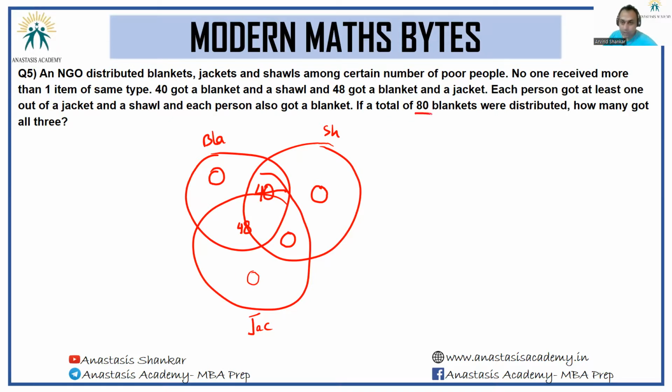If a total of 80 blankets were distributed, when we are saying 80 blankets were distributed, we are effectively saying there are 80 people only, because everybody got a blanket. How many got all 3? So if this region was X, can you see this region here will be 40 minus X. This one here will be 48 minus X. When you add these 3 up, you get 88 minus X is equal to 80, or X will be equal to 8. So how many got all 3? 8 people got all 3.